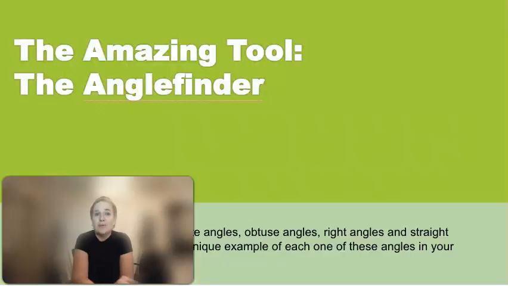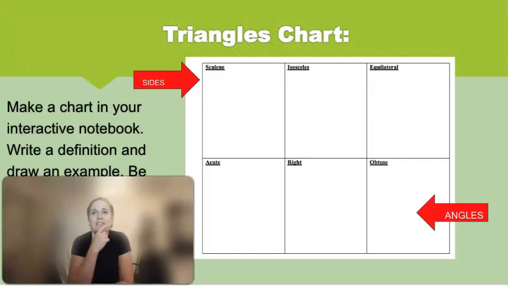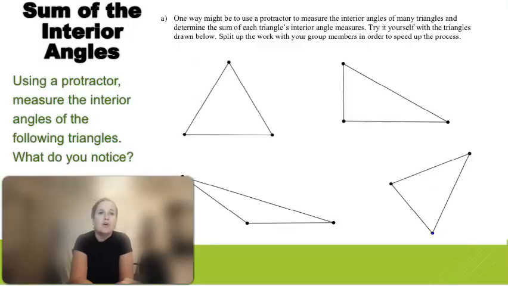So we're going to talk about angle finders. We're going to talk about what you remember about triangles. You probably remember some of those vocabulary words. We're going to make a nice little graphic organizer so you can see classifying by the sides and by the angles. And you'll have to know those words and be able to apply them and kind of explain how you know them. We're also going to talk about the sum of the interior angles of a triangle.